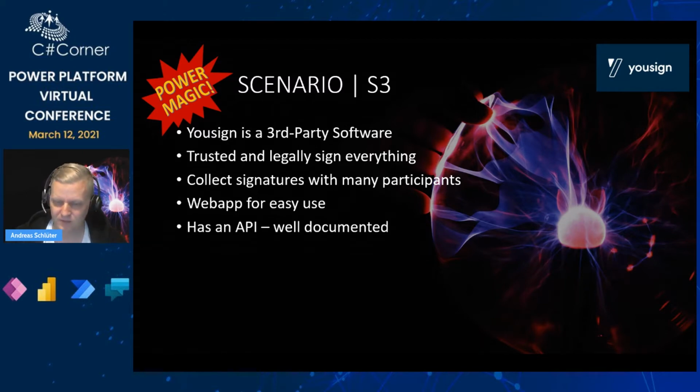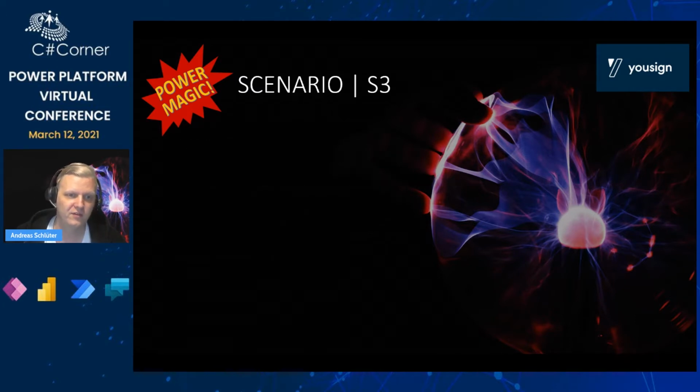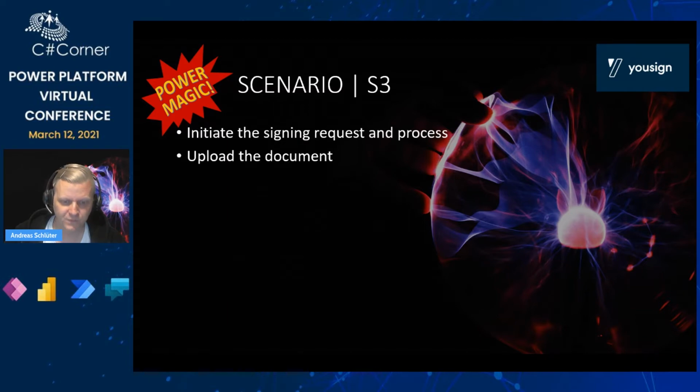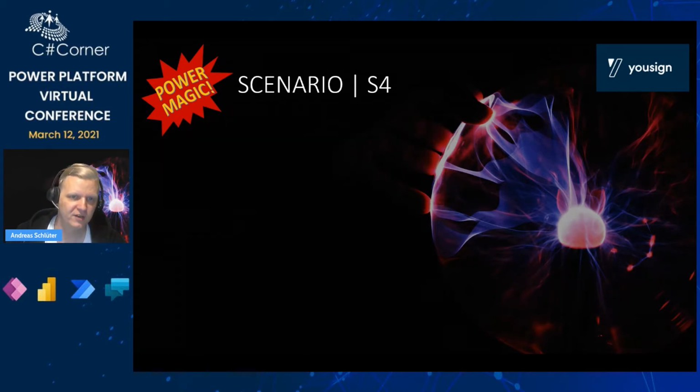So we also have an API. It is very well documented, and you can use it very well. And of course, uSign supports webhooks. This is very good for our case, because we start one flow after the other. How does it work? We initiate the signing request. The base contract or document is uploaded. We wait until everybody has signed the document. When that happens, a webhook triggers the next flow to get back the signed document and store it.